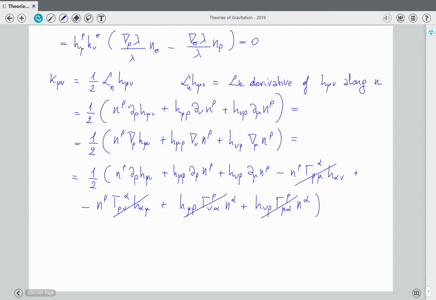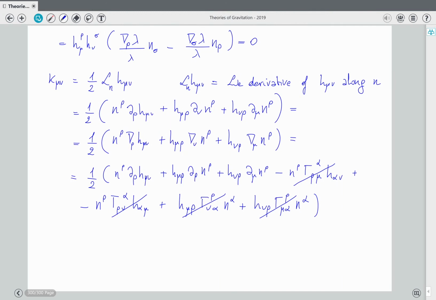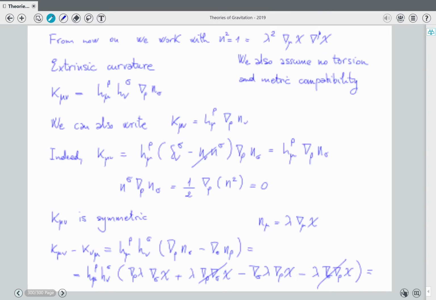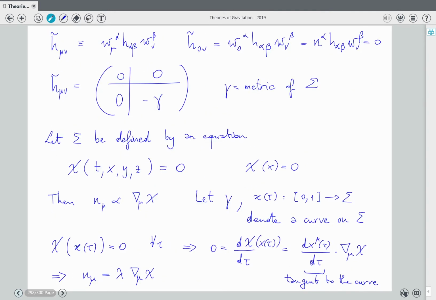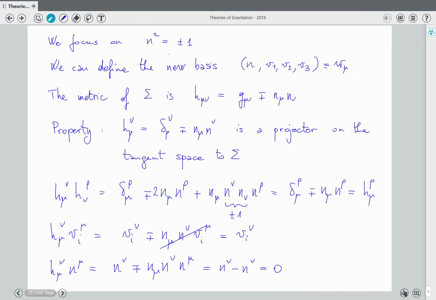What can we do now? What we can do now from this covariant form is to replace H with its definition. H, I recall, is G minus NN, basically. G minus NN.